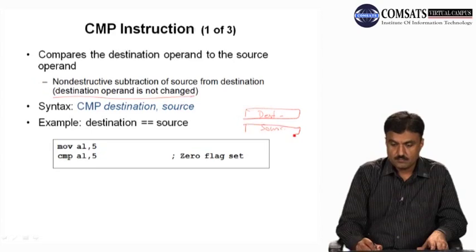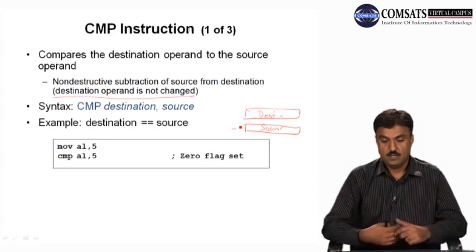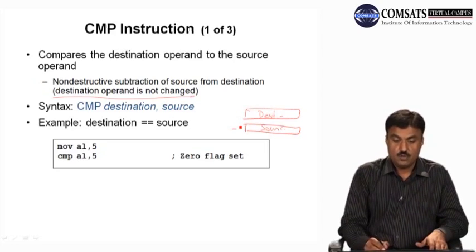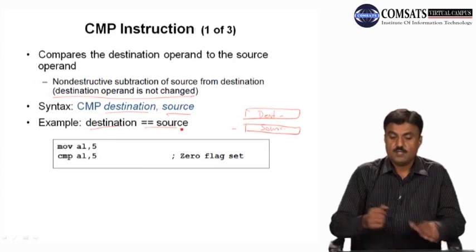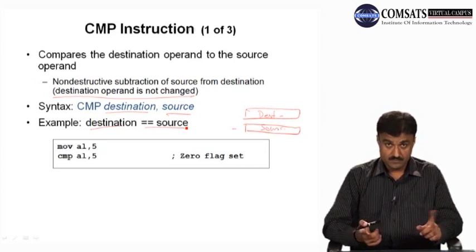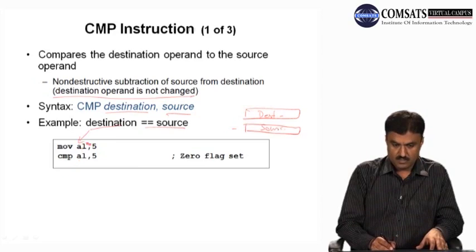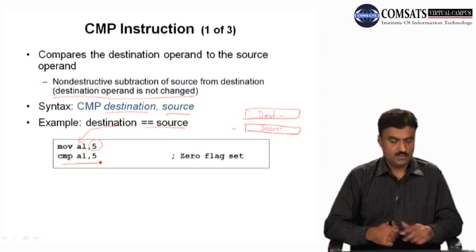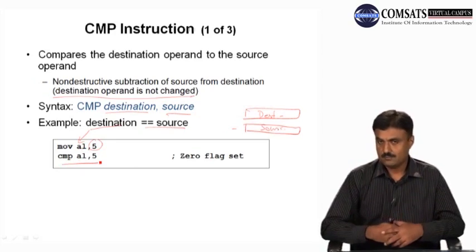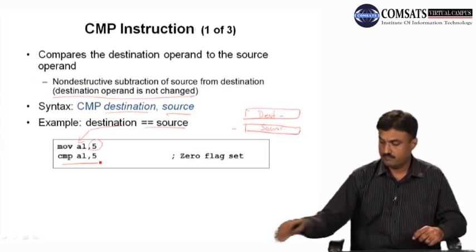The source is subtracted from the destination. We know the subtraction: we have two operands, source and destination. What do we compare here? If we subtract source and destination and the values are the same, what will happen? If AL, for example, is assigned 5 and we compare AL with 5, the zero flag will be set, because the result will be 0. If we subtract 5 from 5, the result will be 0.